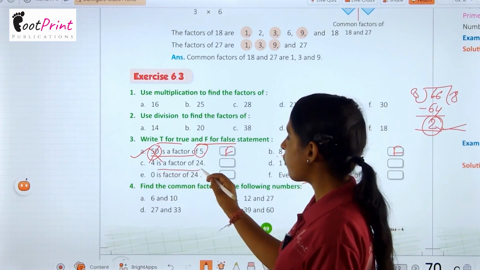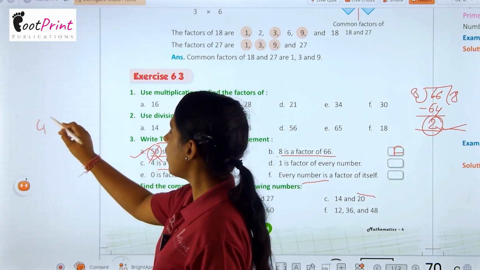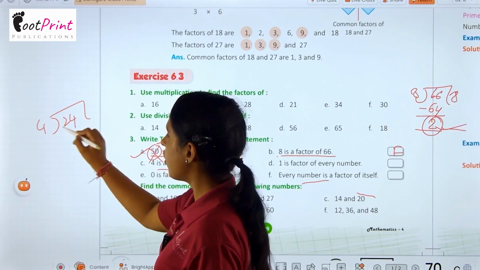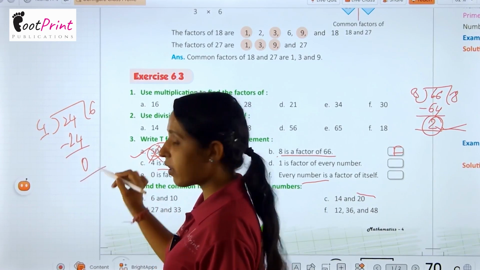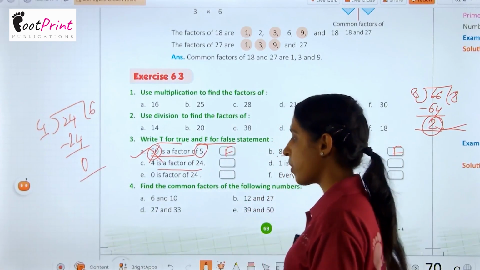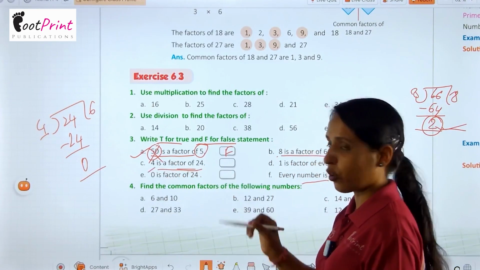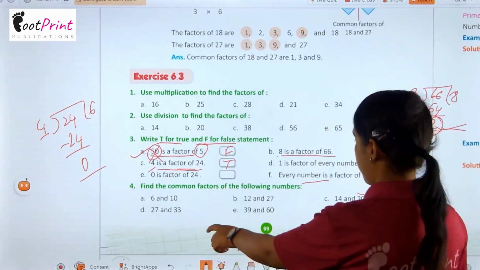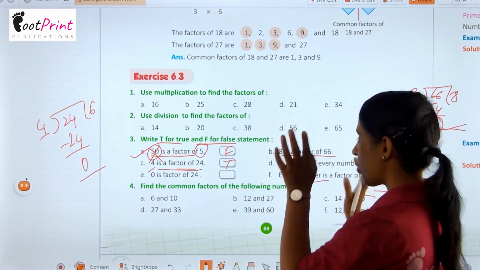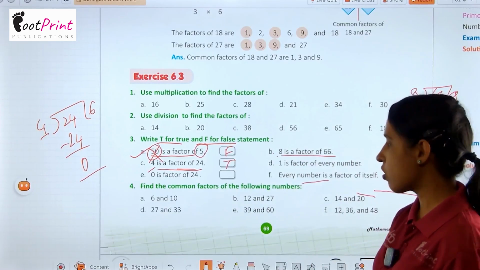And 4 is a factor of 24. So we have to divide 24 by 4. 4 6s are 24. It is not leaving any remainder. The remainder will be 0. It means we can say that 4 is a factor of 24. Yes, it means this statement is true. Just like that, you have to solve all these questions.